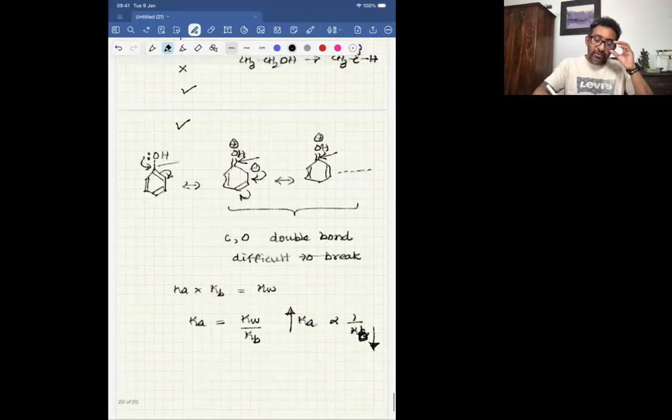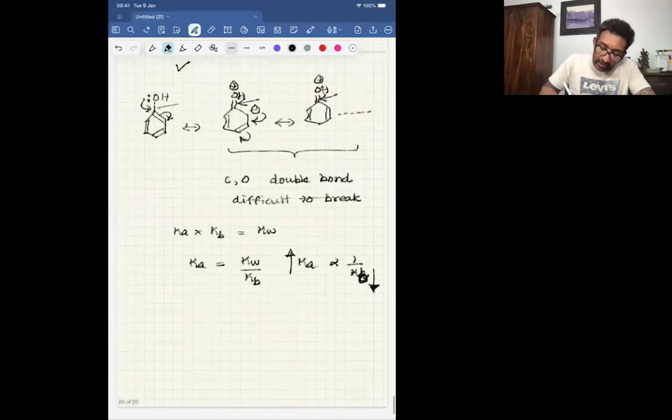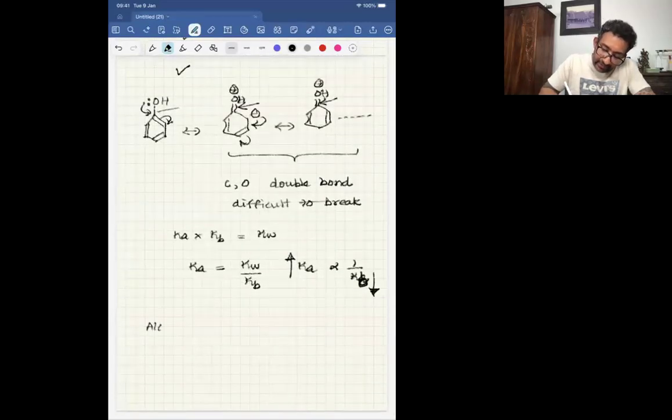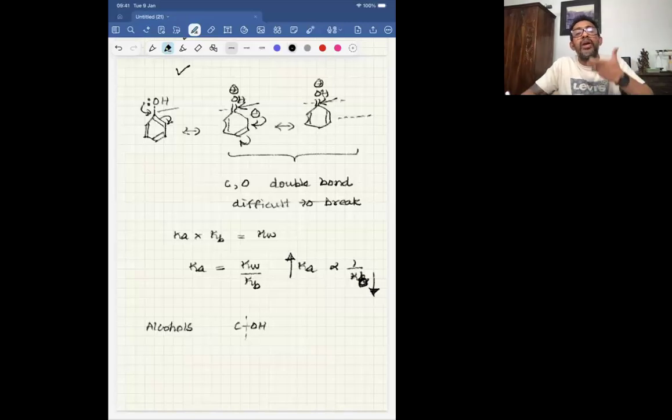So a phenol has a partial double bond character. There's a double bond character between the carbon and the oxygen. Alcohols do not have that, so you can easily break the C-OH bond. This requires a higher amount of energy. Bond dissociation enthalpy is very high, so you need more energy to do that. So it can't break and undergo substitution.